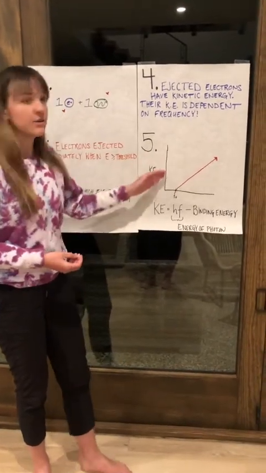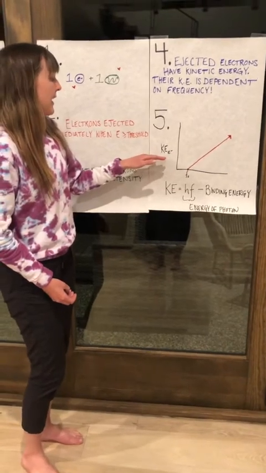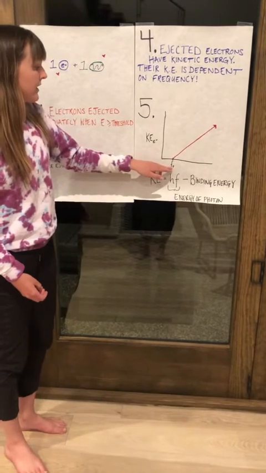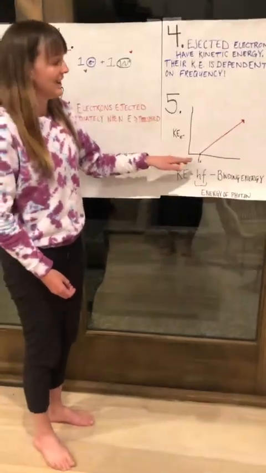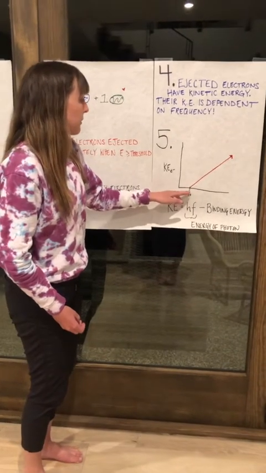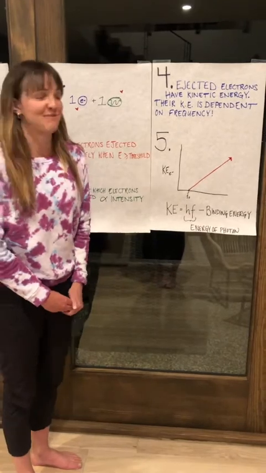And what we see here with this graph is that the kinetic energy depends principally on the frequency. So the f0 here describes the threshold frequency, and as we cross the threshold frequency, we can see a proportional increase in the kinetic energy as we increase frequency.